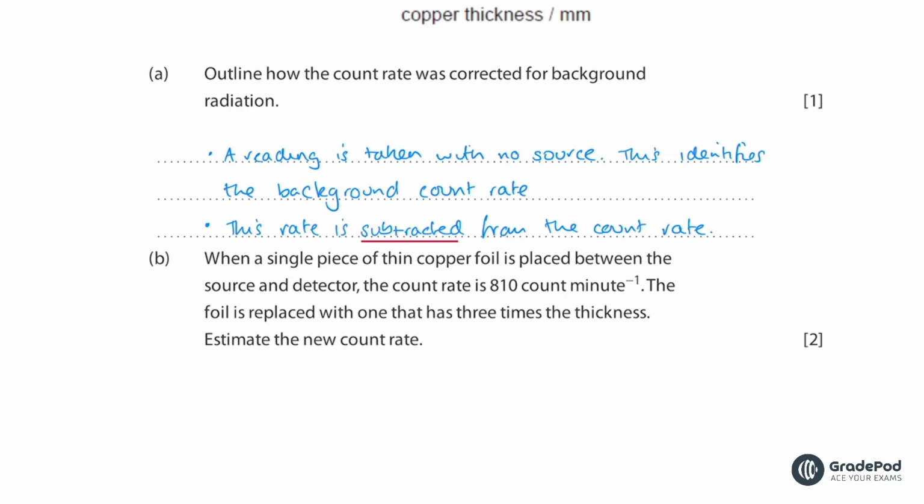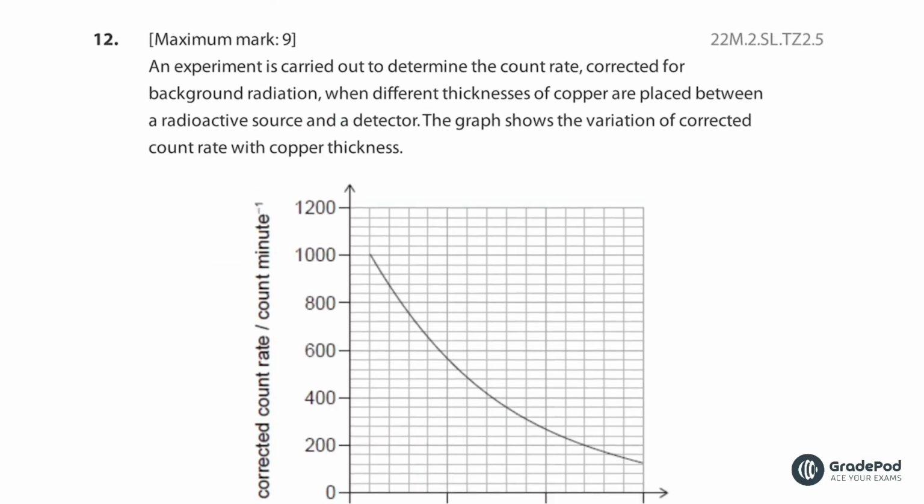B. When a single piece of thin copper is placed between the source and detector, the count rate is 110 counts per minute. The foil is replaced with one that is 3 times the thickness. Estimate the new count rate. What we need to do is find the thickness that gives a count rate of 810 counts per minute, and then triple that thickness.